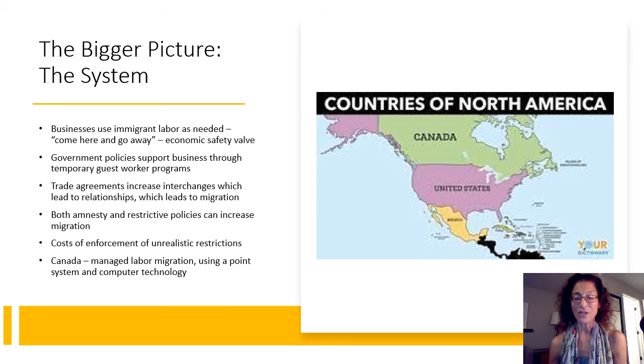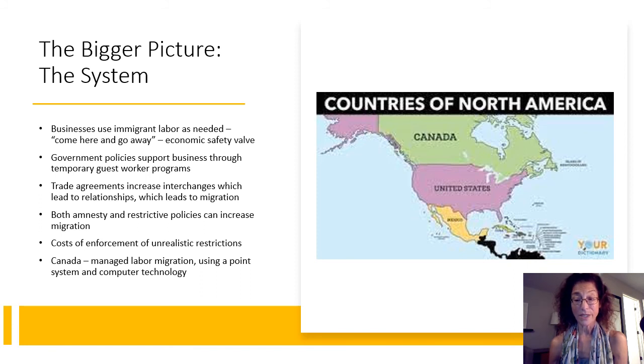Then he also notes that there's an enormous cost to enforcement, cost to the society and cost to the migrants, cost to the receiving country and cost to the migrants. And that the cost of enforcement has just continued to multiply by leaps and bounds every year. He suggests as a solution a managed labor system that is realistic, that recognizes the unique relationship between the United States and Mexico. What's interesting is that Canada has a managed labor migration system.